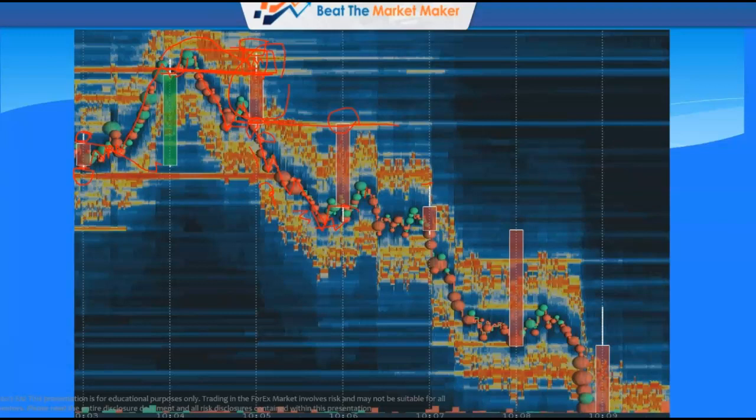Okay, next candle, what happens? Candle opens in green. What creates it?